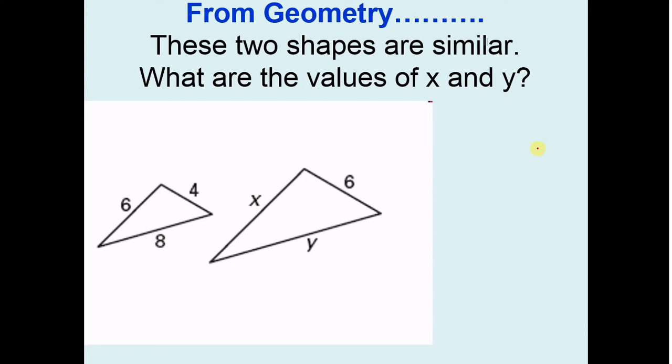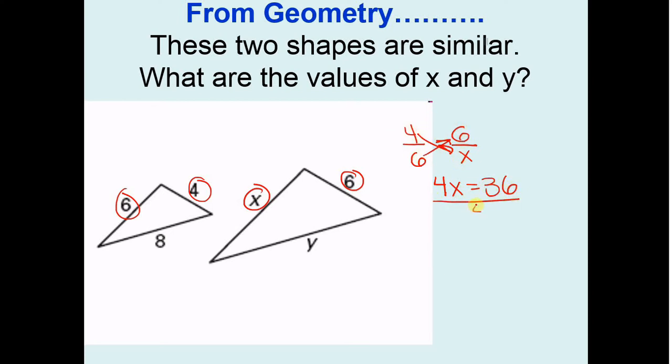So, back from geometry, if you remember similarity, and they said, what are the values of x and y? Basically, you set up a proportion, which is two fractions equal to one another. So, we would have gone 4 over 6 equals 6 over x, right? Something like that. Cross multiplied. So we get 4x equals 36. Remember that cross multiplication, multiplying across, right? And then you divided by 4 and you got 9. So x was 9.